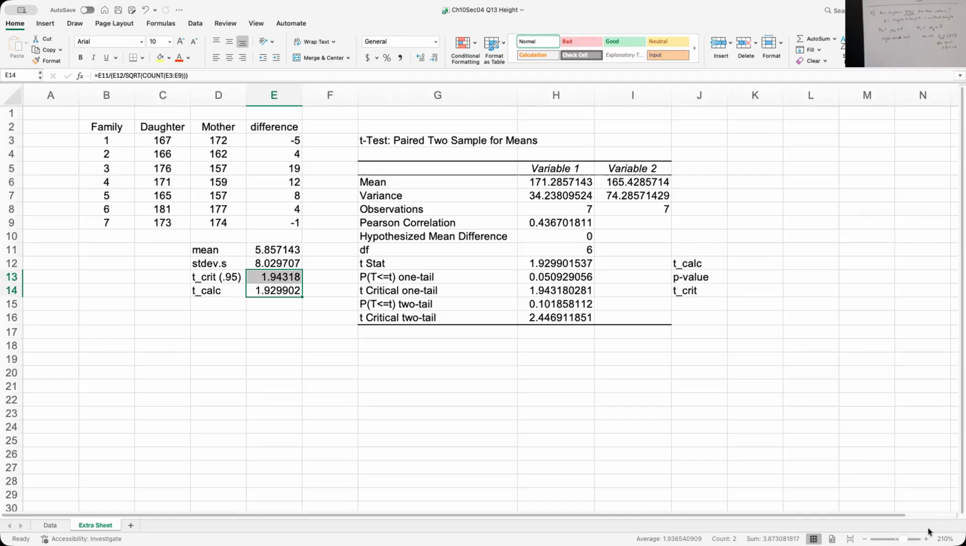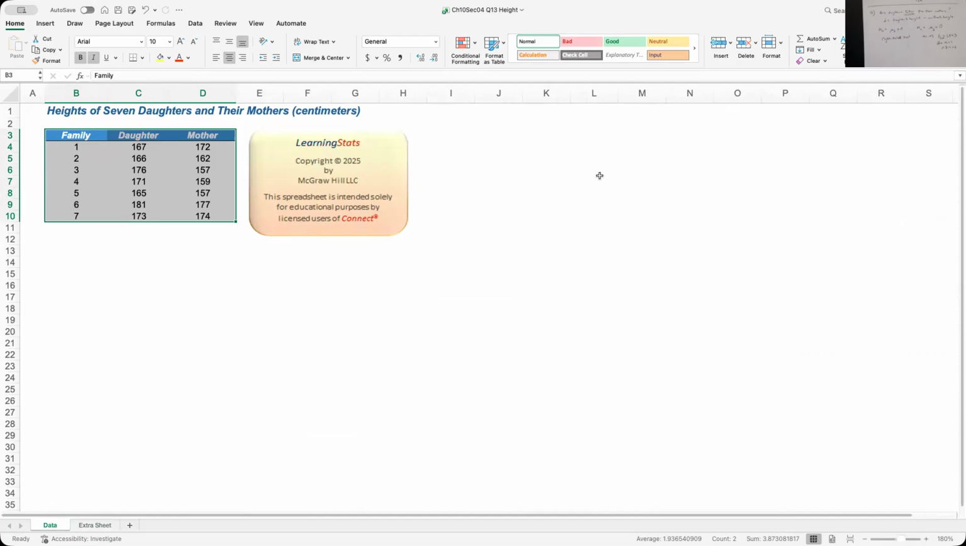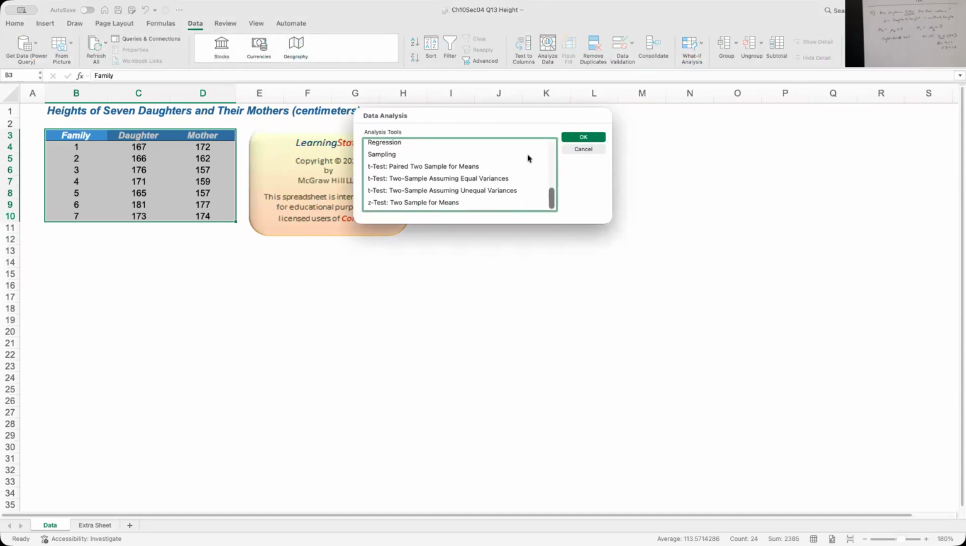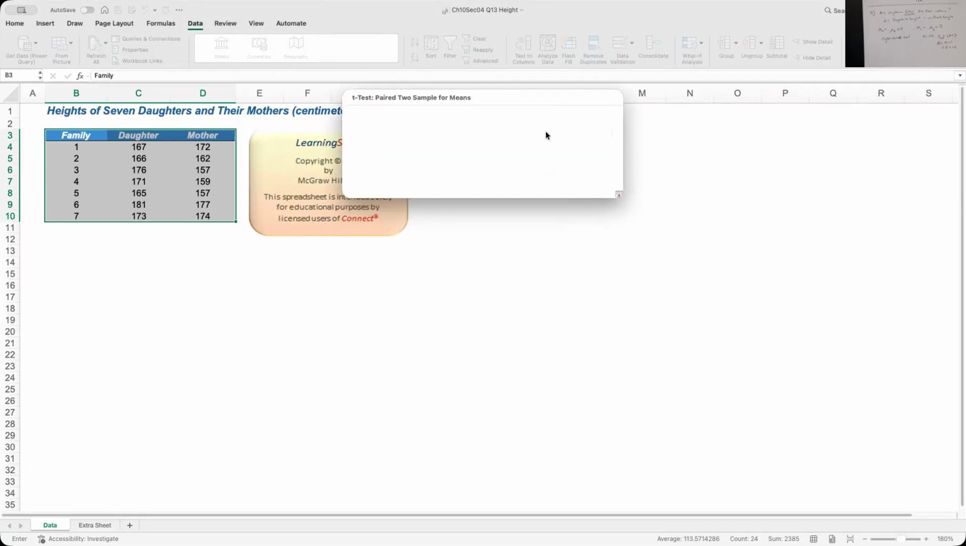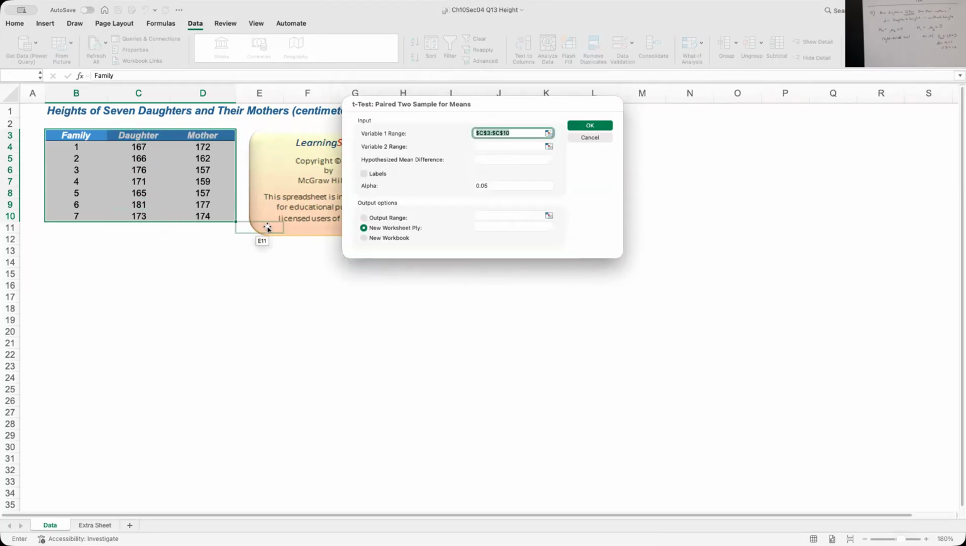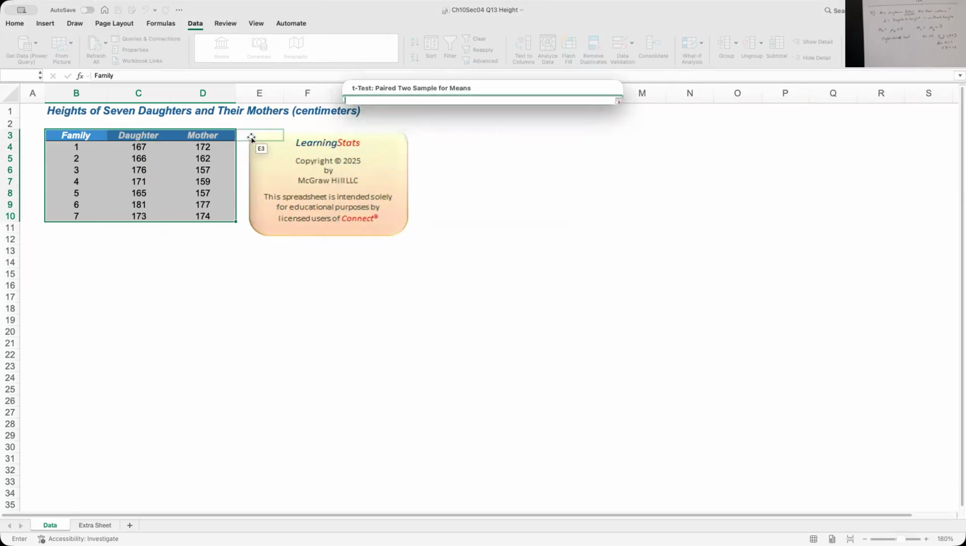Now, you see all that junk over there on the right-hand side? That's the result of doing this as a single calculation. From the data, I can go to data analysis, wrong data, this data, data analysis, and one of the tests down here says paired samples. So if I run that test, which is variable 1? Daughters was variable 1. Mothers was variable 2.